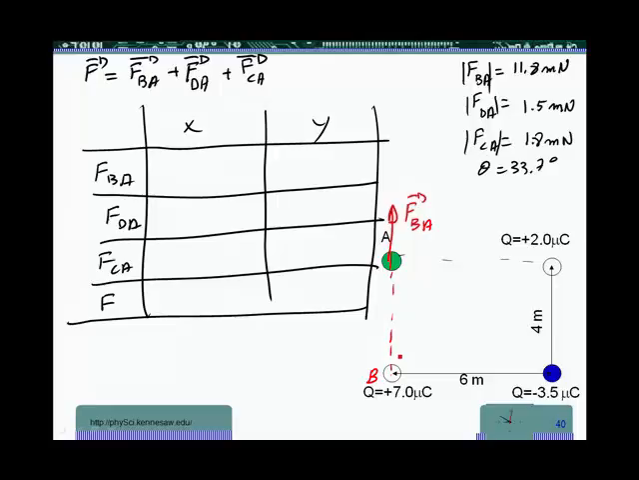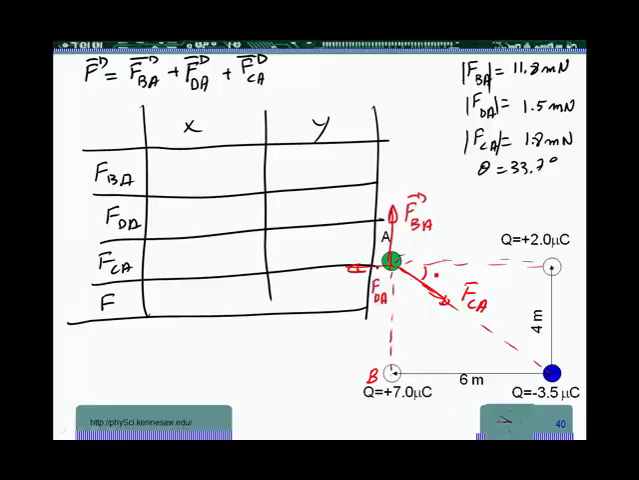Now, the same thing for FDA. FDA is along the direction joining D to A, but it is repulsive because they have the same sign, so it should look like this. And then FCA, they are opposite sign, which means that the force has to be attractive, so it has to point this way. Okay. These are my three forces.